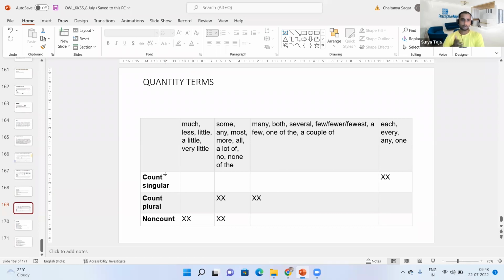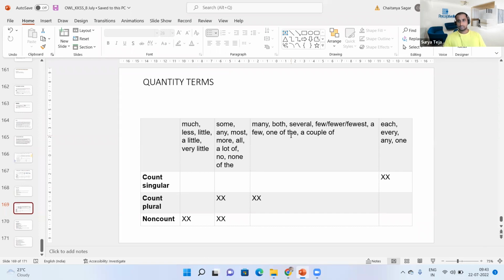In the case of count nouns which are singular, for example cat, dog, we cannot use much, less, little, very little, because it is only one cat or one dog or one box. It will not be appropriate here for singular count nouns. Likewise, some, any, most, more. You cannot say most cat, more cat. You say most cats or more cats. So for singular nouns, these are not appropriate.